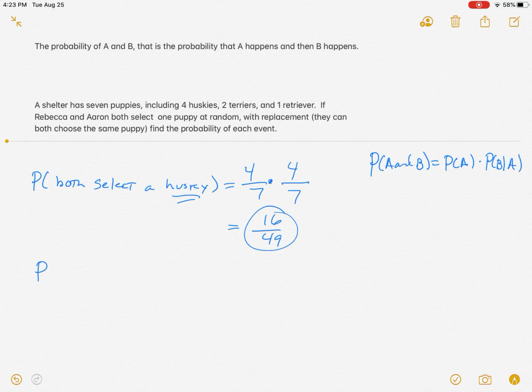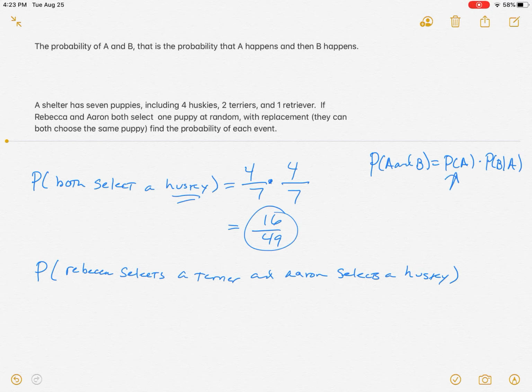They could ask this, the probability that Rebecca selects a terrier, and Aaron selects a husky. And they'll just mix and match these. And so we deal with the first person. So that's the intent of the formula. Hey, just deal with one thing at a time.